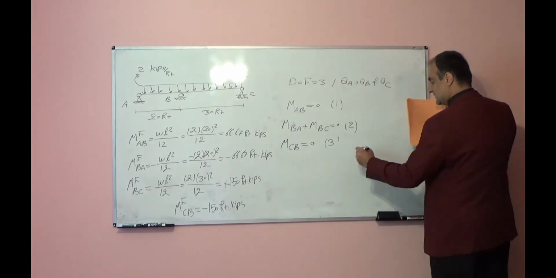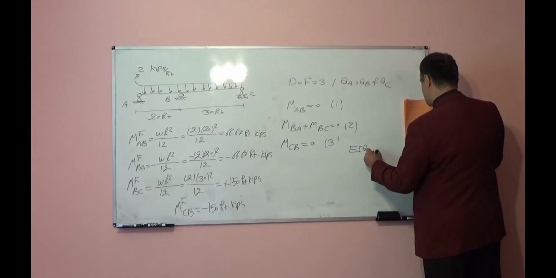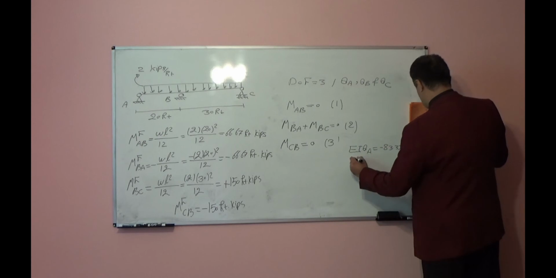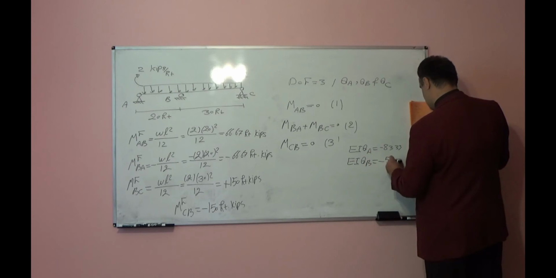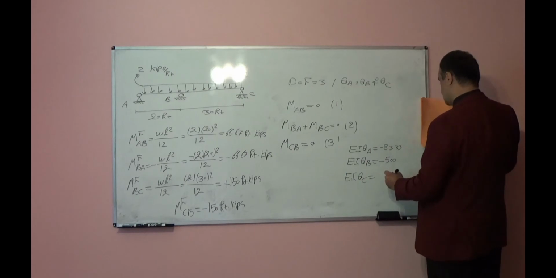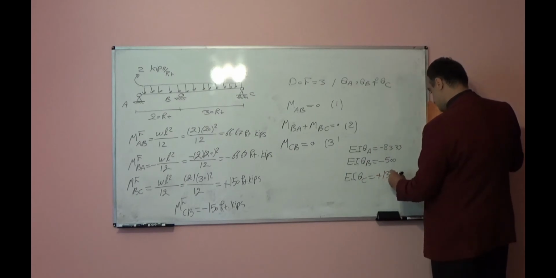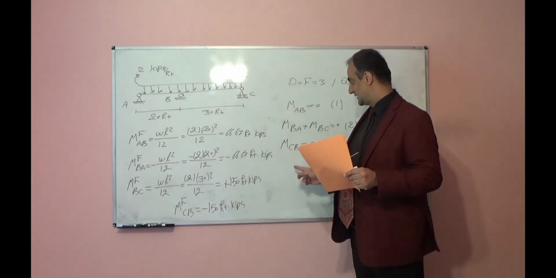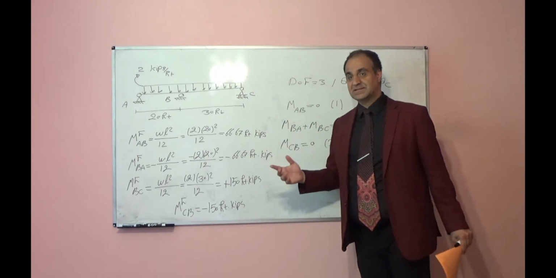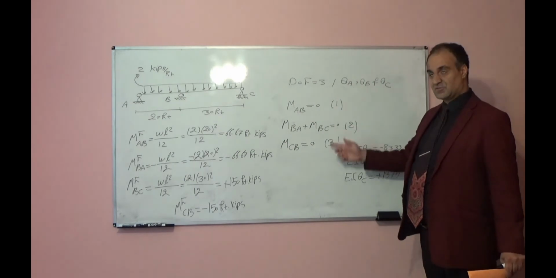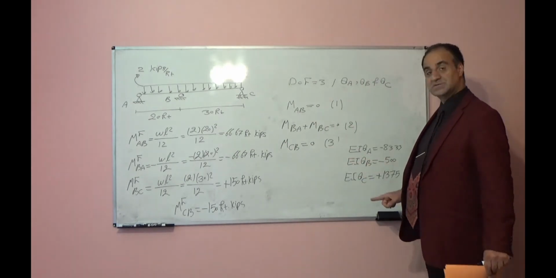So we can find EI theta A is equal to negative 83.33. EI theta B will be equal to negative 500. EI theta C will be equal to positive 1375. From those slope deflection equations I wrote, I plug in here. We will have 3 equations in terms of theta A, theta B, theta C, and 3 unknowns. We will find those 3 unknowns.